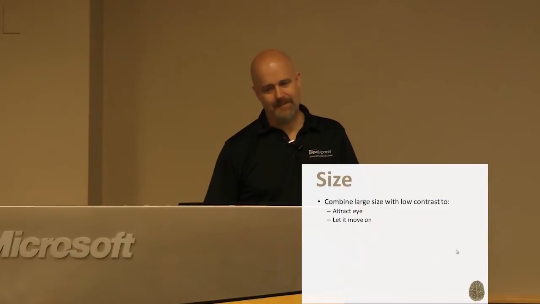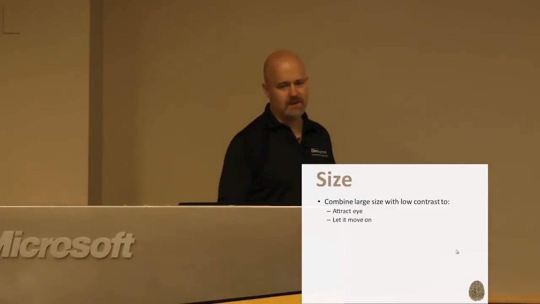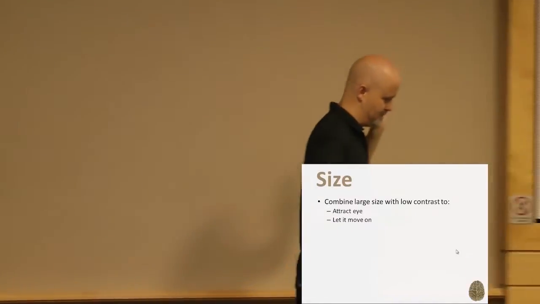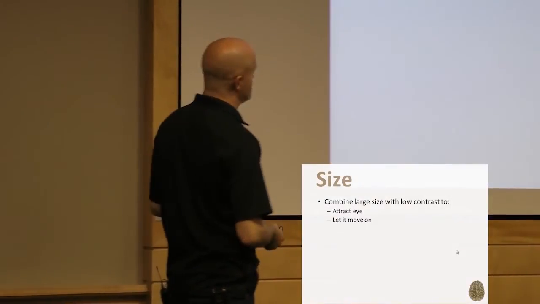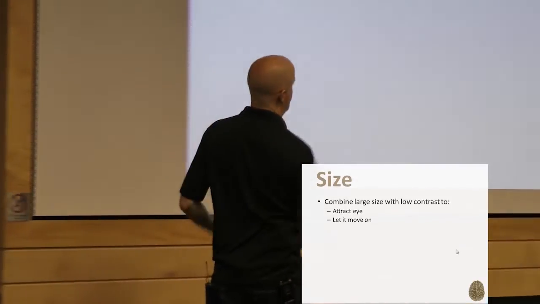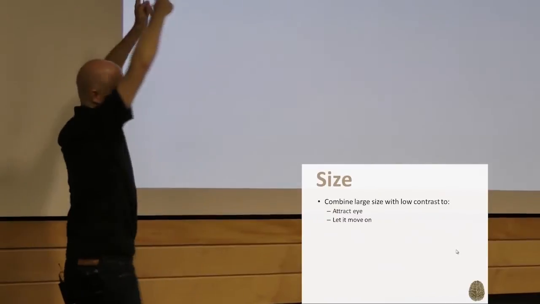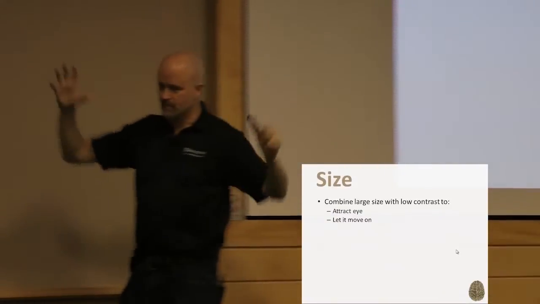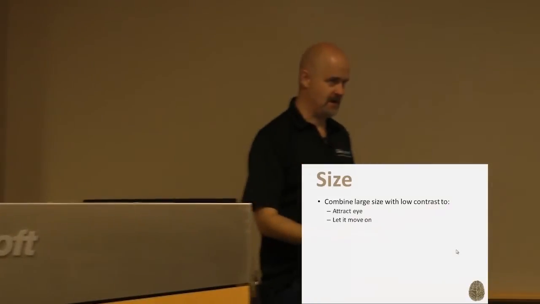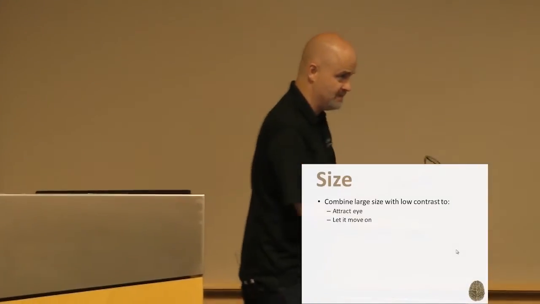All right, size. Size is another thing that you can do for emphasis, right? You can make it bigger to emphasize. You can also combine large size with low contrast to attract the eye and let it move on. Mind experiment, as we're doing on this slide. Notice the title up at the top. It's nice and big, but the contrast is lower than the rest of the text below. So I can get my eyes in and then move down.